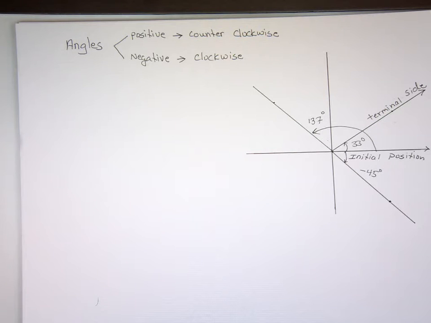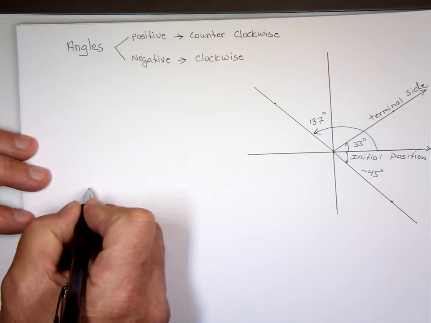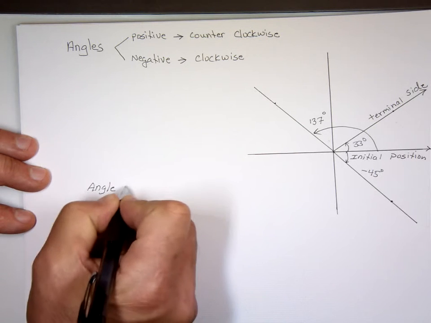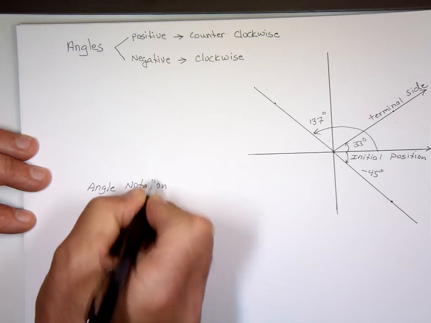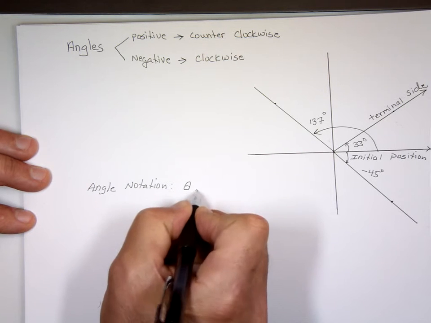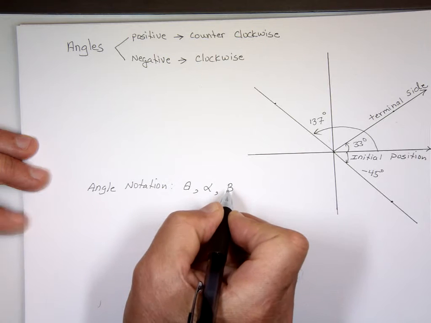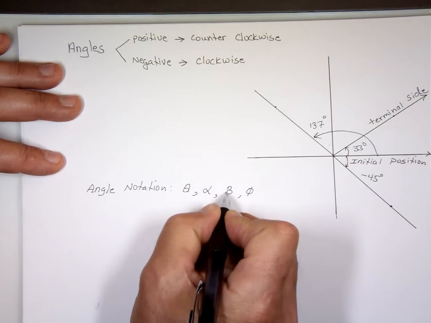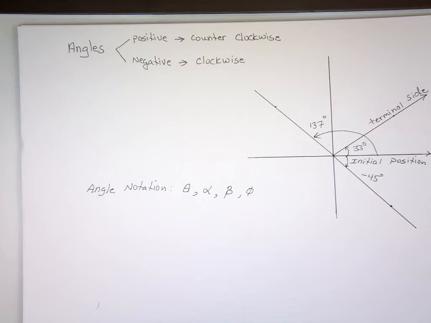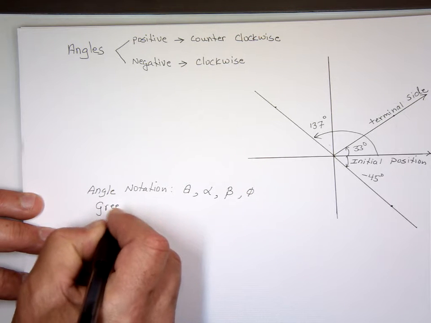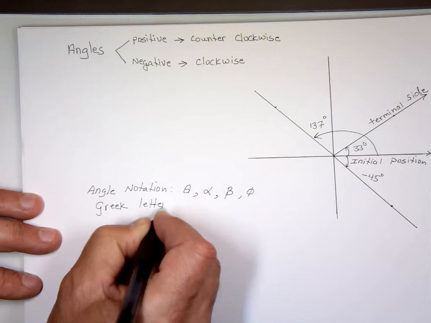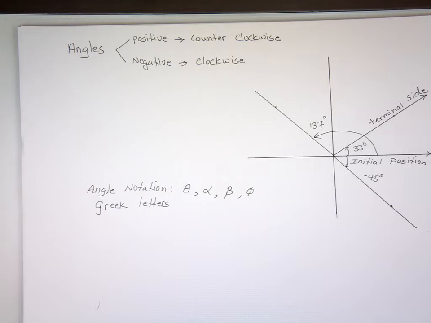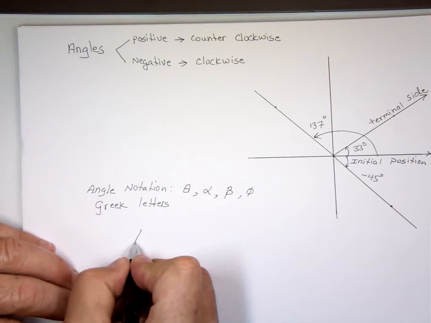Most of the trig functions were discovered by Greek mathematicians. So a lot of times for angle notation, instead of X and Y, we use Greek letters. We use theta. We use alpha. We use beta. We use phi. When people say, "Oh, that's Greek to me," they're not lying. And to write the angle, we always use that little angle symbol.